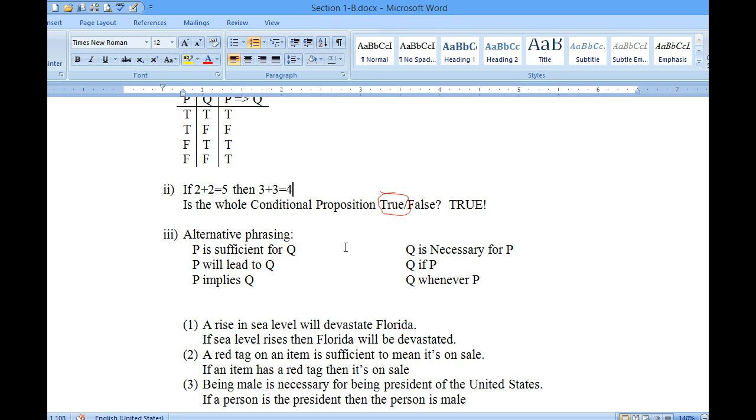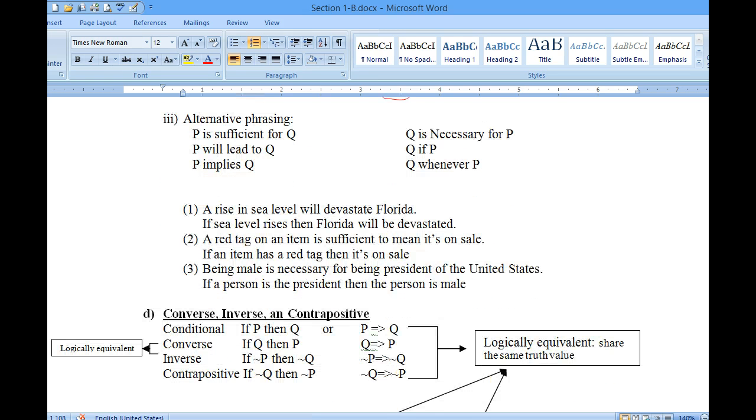Some alternative phrasing that you might see for conditionals are P is sufficient for Q. And remember, it's if P then Q. And if you see something like this, it's to your advantage to go ahead and rewrite it to say if P then Q. P will lead to Q is another way of writing if P then Q. P implies Q. Q is necessary for P, so this is when the conclusion comes first and then the hypothesis. Q if P and Q whenever P.